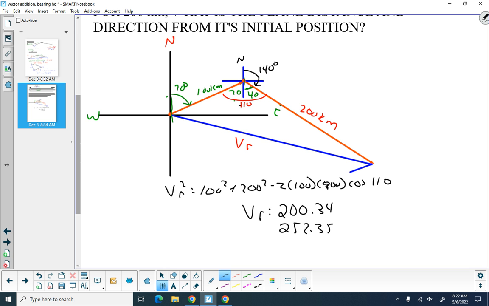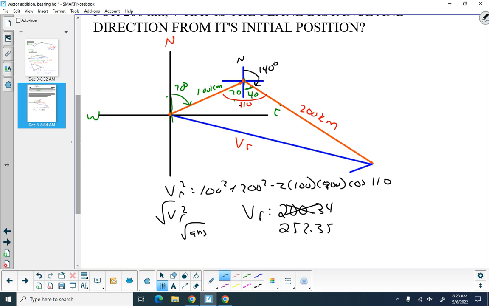We have 100 squared plus 200 squared minus 2 times 100 times 200, cosine of 110 degrees. Once again, you can type that straight into your calculator as is. You don't have to do pieces parts. Just type in 100 squared plus 200 squared minus 2 times 100 times 200 times the cosine of 110 and hit enter. That gives you VR squared, and then you can square root your answer.